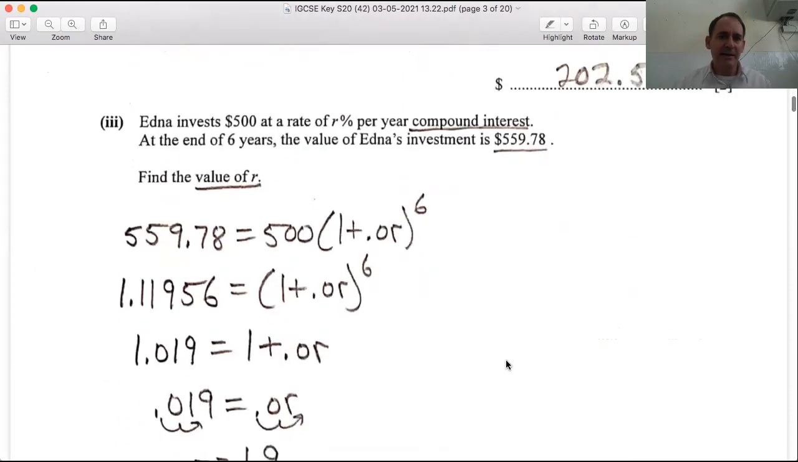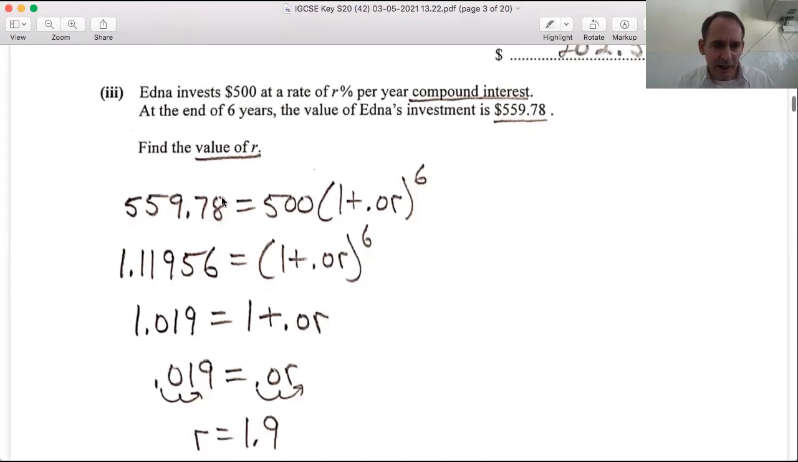Part I, Edna invests $500 at a rate of R% per year compound interest. At the end of 6 years, the value of Edna's investment is $559.78. Find the value of R. Okay, here's our end of time value, the 559.78. Here's the 500, the original value at the beginning of the time.